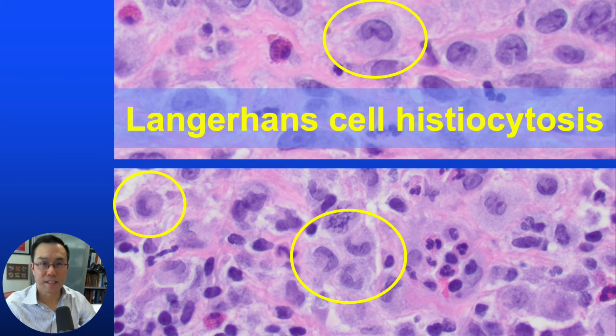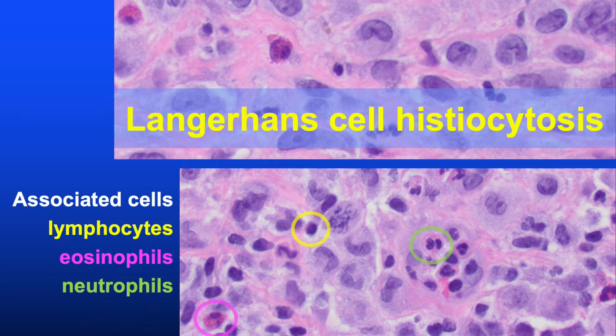And if you've seen enough examples, finding them can start to seem pretty easy. And note that even amidst the neoplastic Langerhans cells in Langerhans cell histiocytosis is a scattered population of other inflammatory cells, small lymphocytes, eosinophils, and neutrophils.